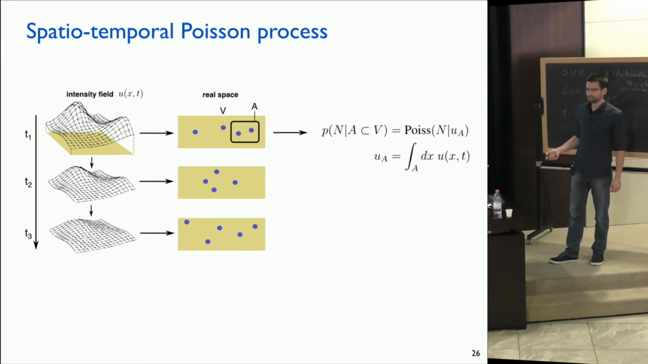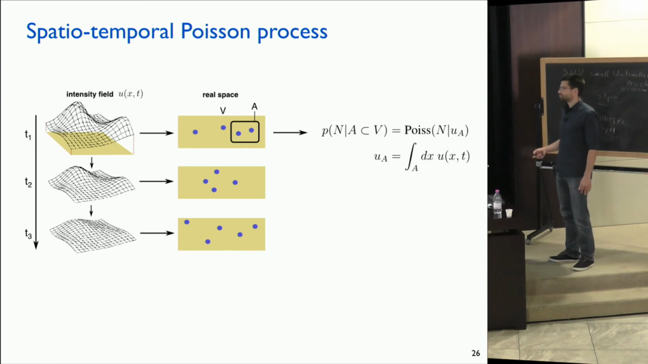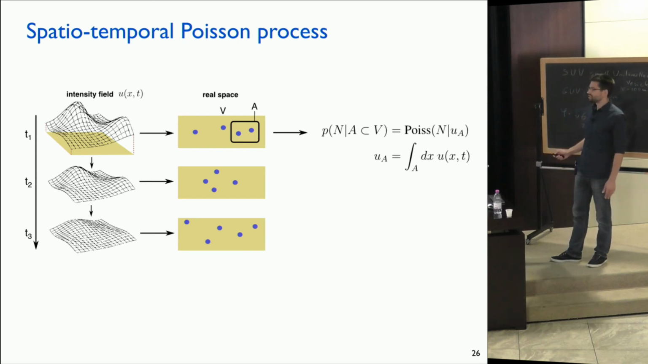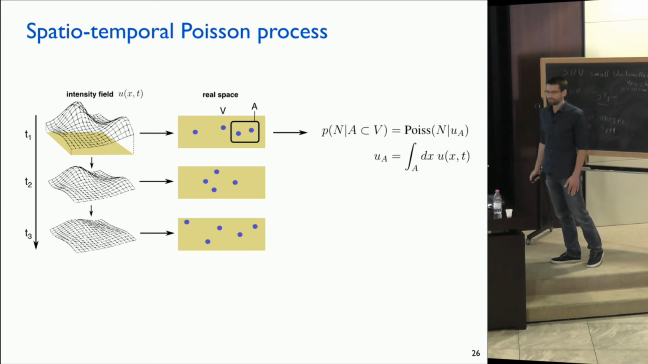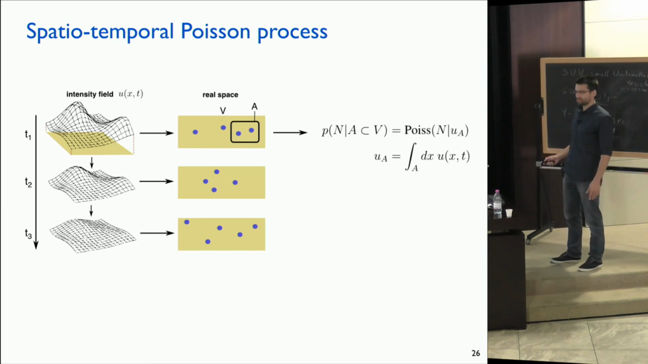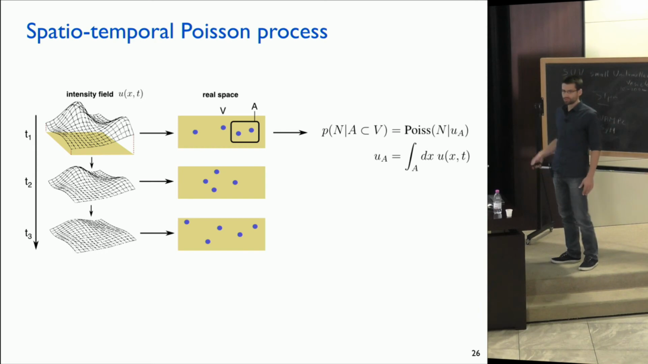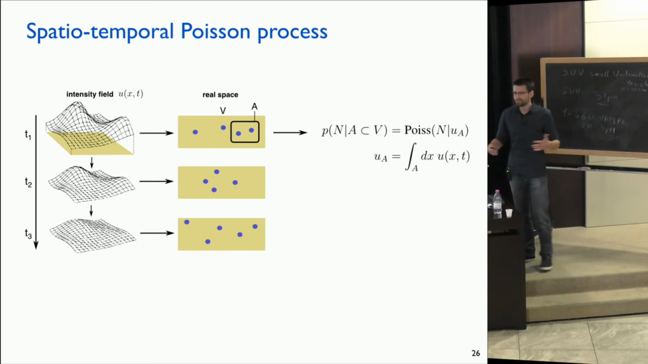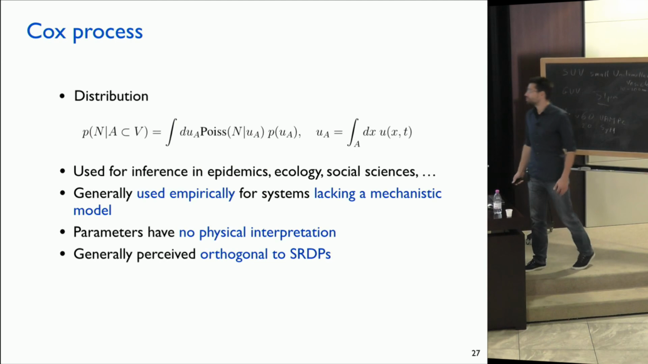Those models are very useful, but we will need an extension, something more general. So in order to do that, suppose that we don't have an intensity function that evolves deterministically in time, but that itself evolves stochastically in time. So for example, we could define the intensity field as the solution of a stochastic partial differential equation. And then for each realization of this stochastic field, we have a spatial Poisson process, which again is a stochastic process. So we kind of have a doubly stochastic process. And that's what's called a Cox process.